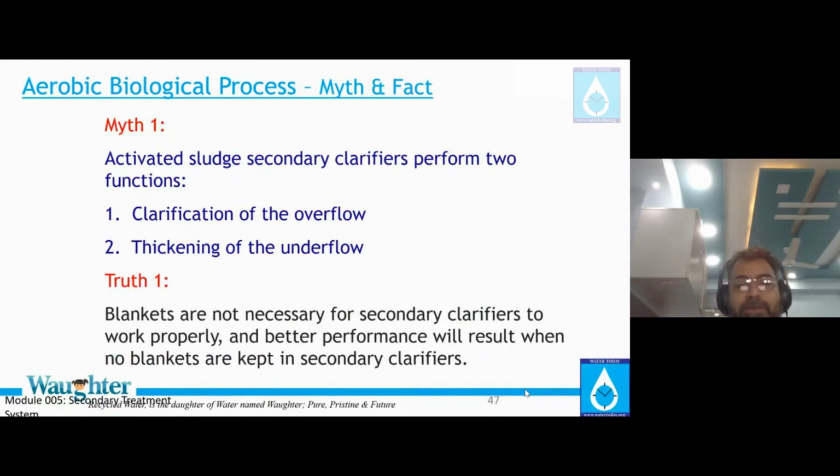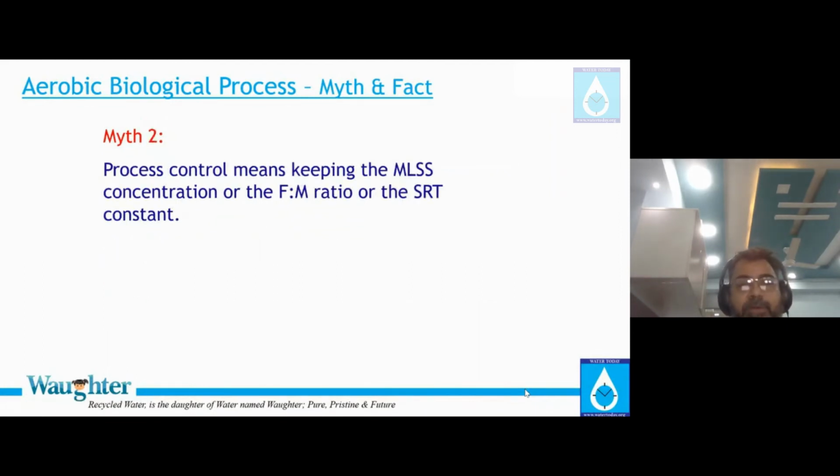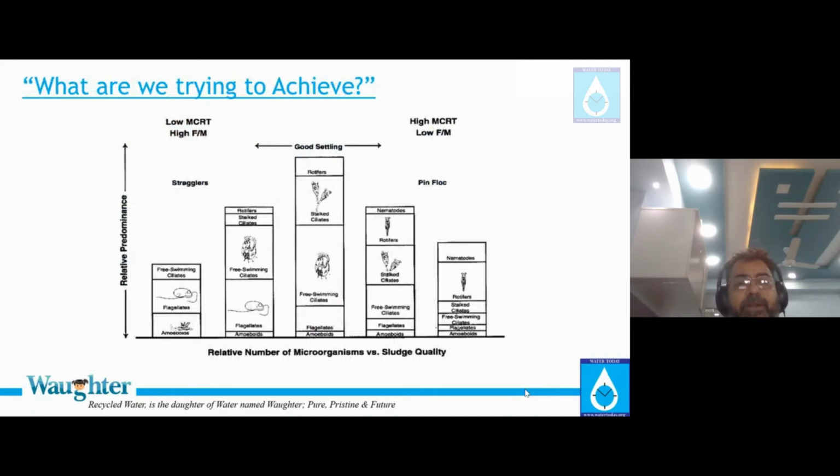So the truth is, blankets are not necessary for secondary clarifiers to work properly, and better performance will result when no blankets are kept in the secondary clarifiers. People feel that if we keep a blanket, everything will be better. Myth two: process control means keeping the MLSS concentration or F/M ratio or SRT constant. Now, what are you trying to achieve?